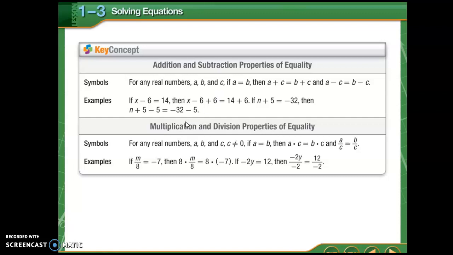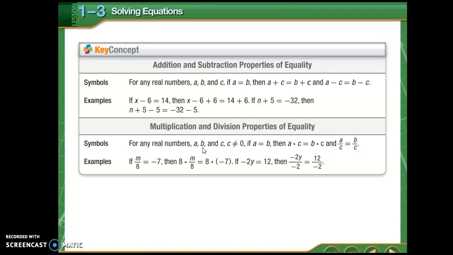Addition, subtraction, multiplication, and division. Here, if a equals b, and you add the same number to both a and b, the equation stays the same. The same thing with subtraction. If you subtract c from a, that's equal to subtracting c from b. So that's addition and subtraction.